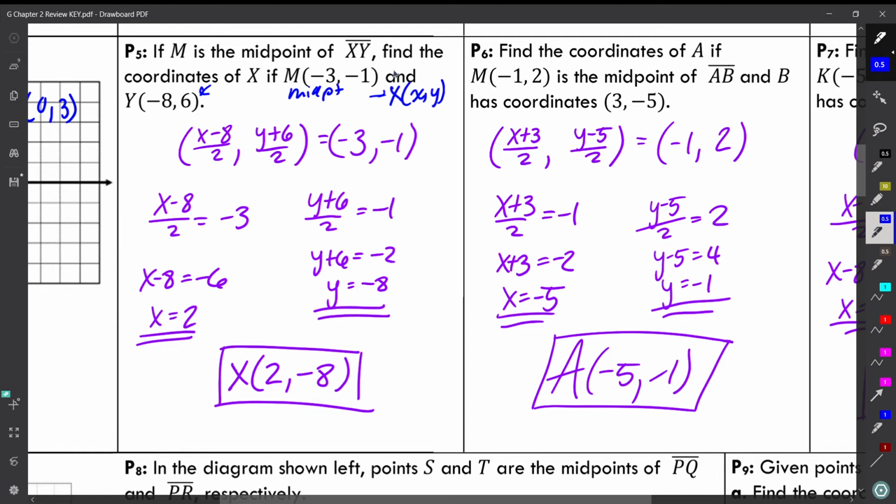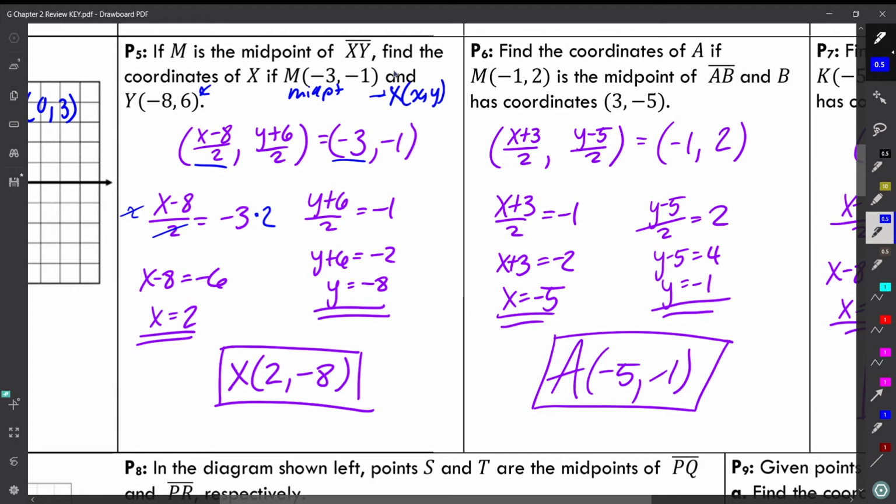So this allows me to set up an equation to solve for those two missing coordinates I'm trying to find. Okay, so that means we set the x coordinate to the x coordinate, which is what we've done here. We want to get rid of that 2 in the denominator, so we multiply both sides by 2, and the 2's will cancel out, right? Then we're just left with x minus 8 on the left, and on the right, -3 times 2, of course, is -6. Solving this, add 8 to both sides, you find that x is equal to 2.